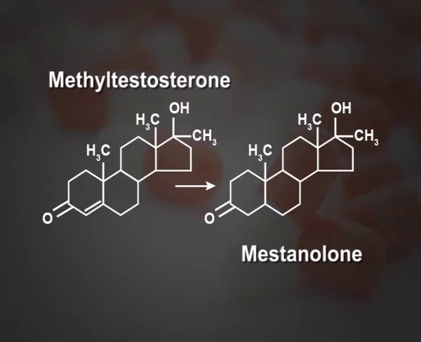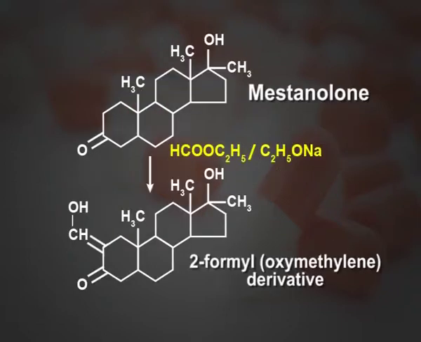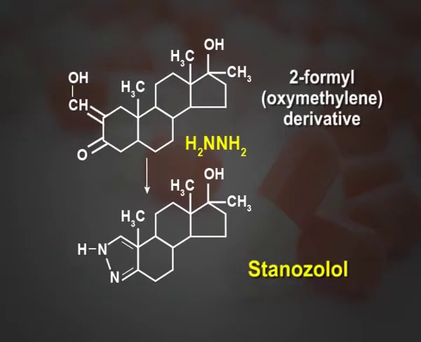drug, methandienone. Methandienone undergoes formylation with ethyl formate in the presence of sodium ethoxide, which forms a 2-formyl oxymethylene derivative, which upon reaction with hydrazine easily cyclizes to the desired stanozolol, which is a pyrazole condensed steroid system. The synthetic scheme is shown in the figure. Friends, this is the end of the module.